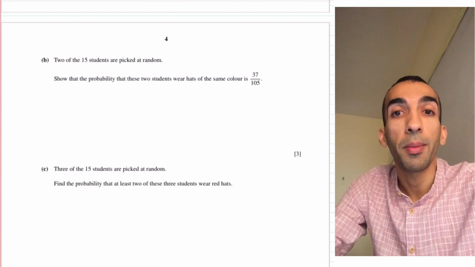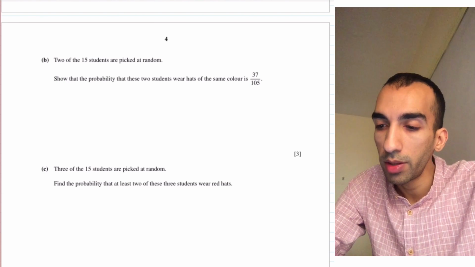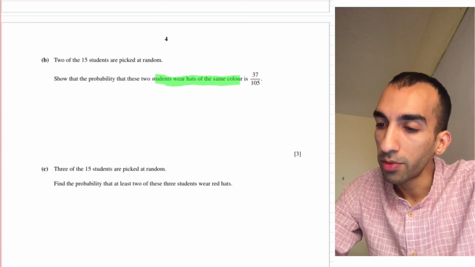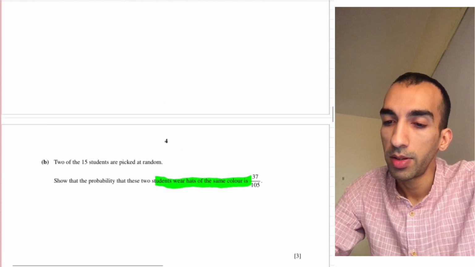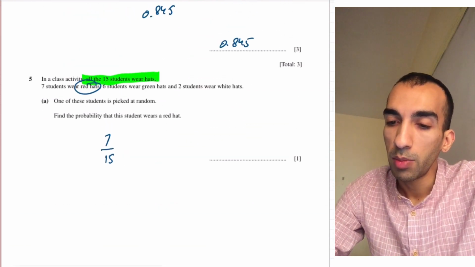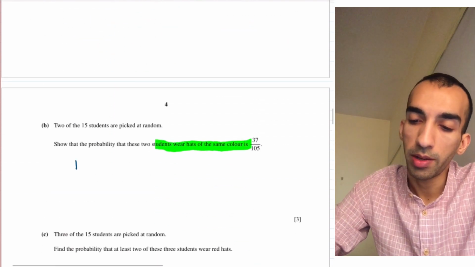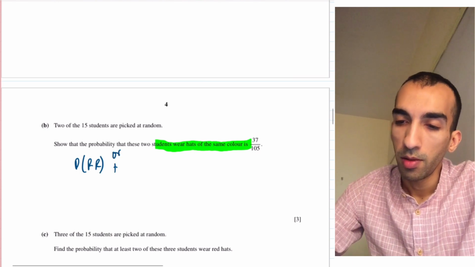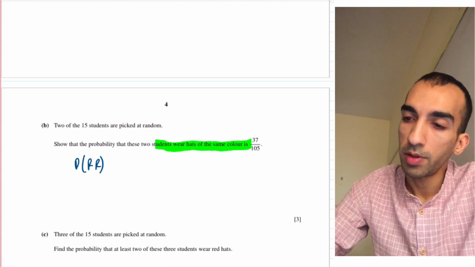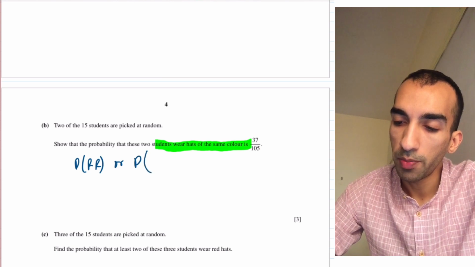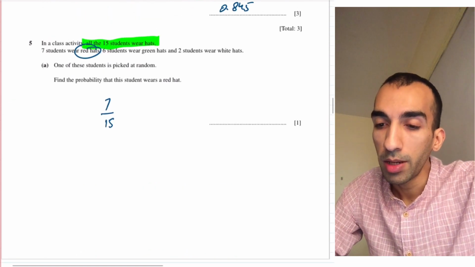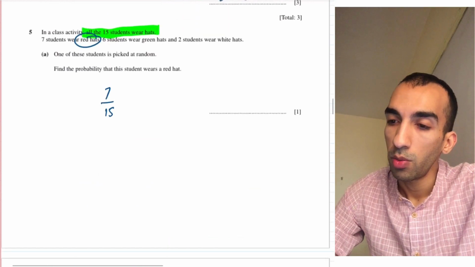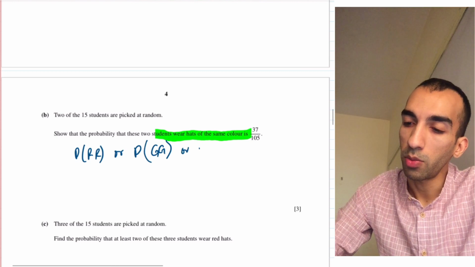2 of the 15 students are picked at random. Now it's the probability of combined events. 2 events. What is the event? The event is that the two students wear hats of the same color. Same color. So it can be a student who's wearing a red hat, 2 students who are wearing a red hat, probability of a red and a red, or wait, let me write down the statement in English and then we're going to compare it to a statement in mathematics. Probability of a green and green, or we can have a probability of student wearing a white hat.